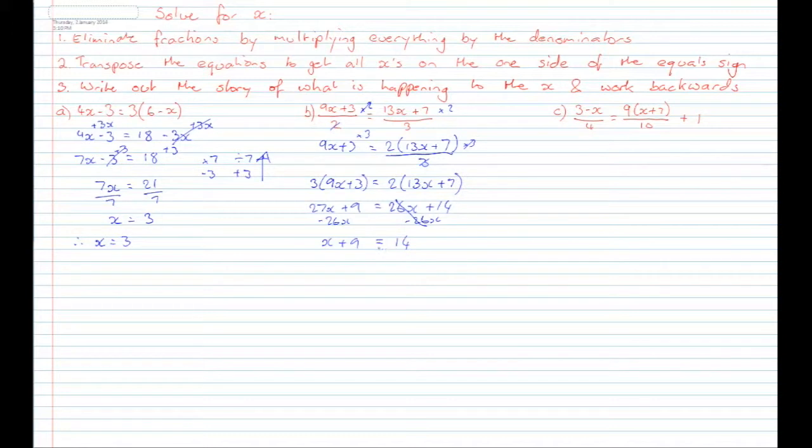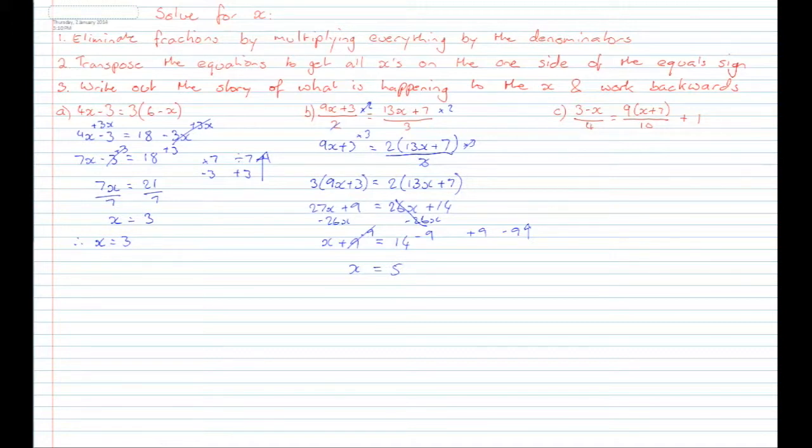Right, just write the story of what's happening to the x now, so it's just been added 9. So we're going to subtract 9, magic arrow, which we don't really need because there's one step, minus 9, minus 9. You end up getting x, the 9's cancel out, is equal to 14 minus 9 is 5.